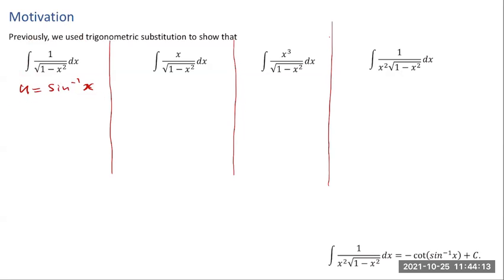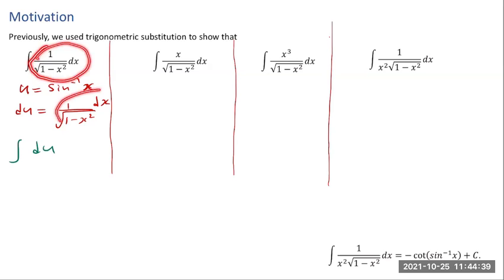It requires some guesswork. Okay, so as you can see, du is going to be 1 over square root of 1 minus x squared dx. That's your du. And then if you go back to your original integral, it just becomes du, because this whole thing is du. Okay, so it's a very simple integral. So u substitution helps us there.